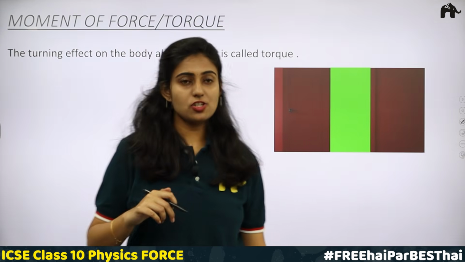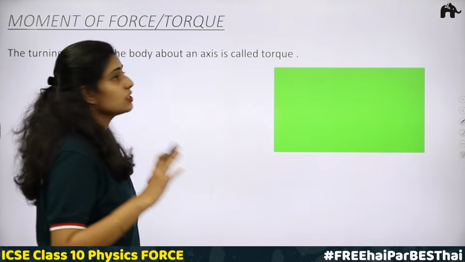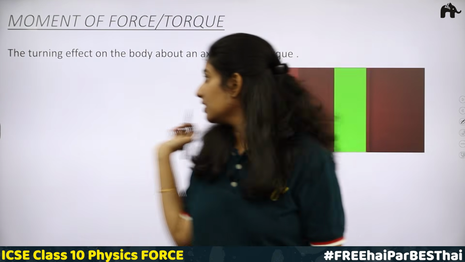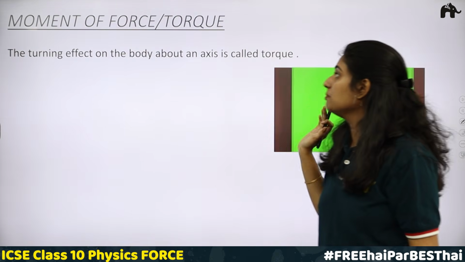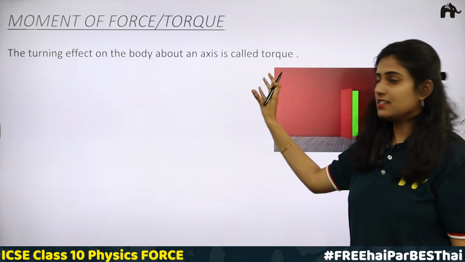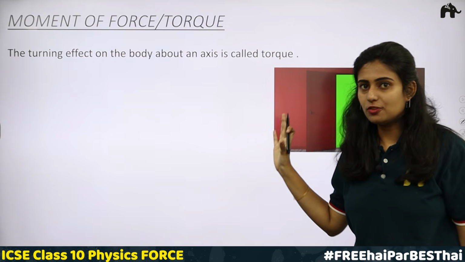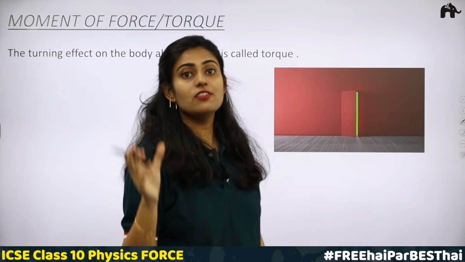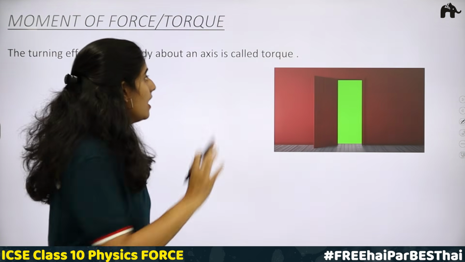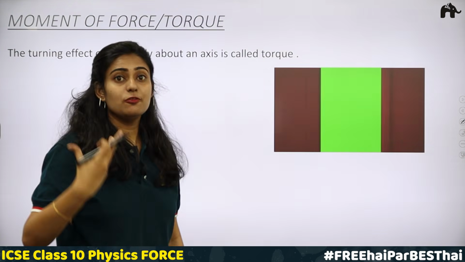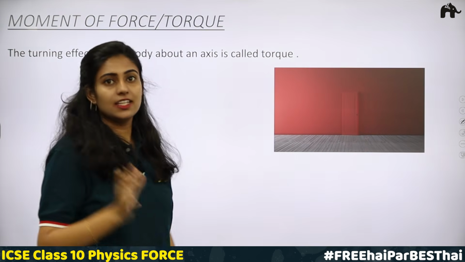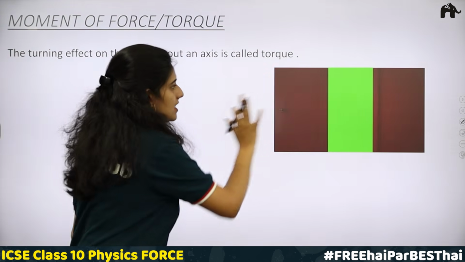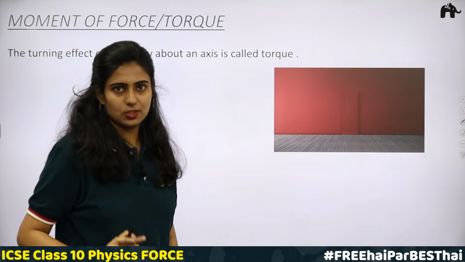Next very important topic is moment of force, or it is also called torque. What is torque? The turning effect on the body about an axis is called torque. We know what a force is. Force is any push or pull, or it is the rate of change of linear momentum. When this force can give you a turning effect, then it will be called a torque. Consider this case, opening or closing a door.